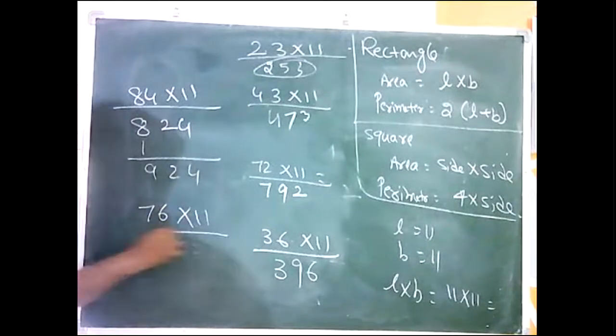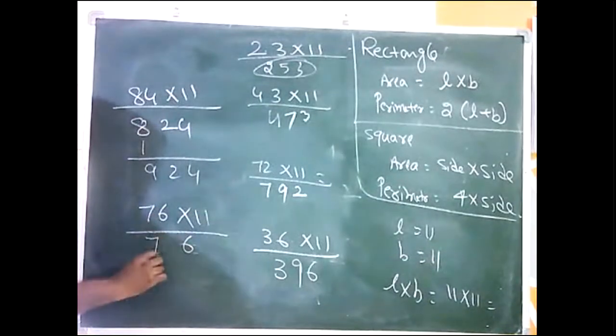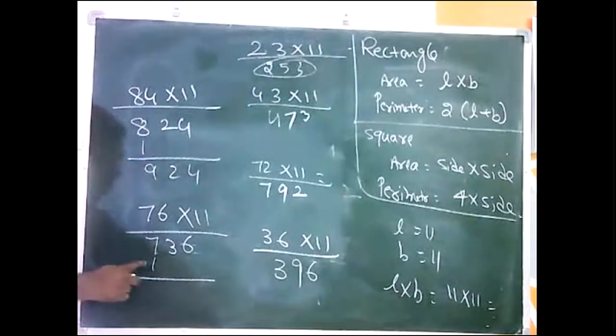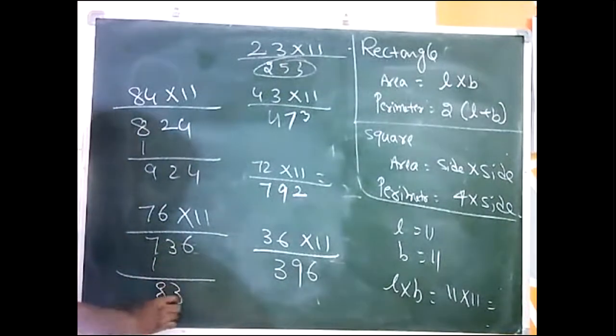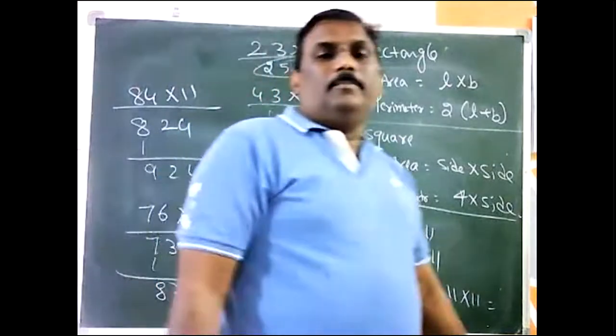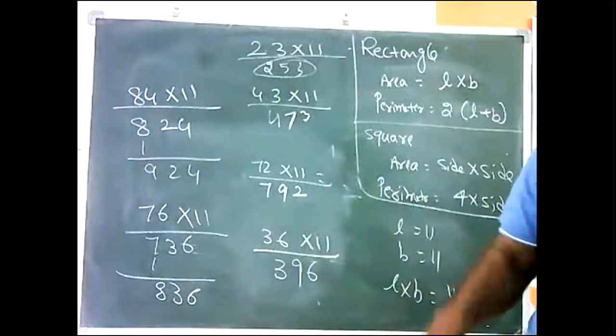76 into 11. Yes, sir. 7, 6. 7 plus 6, 13. 13 like this. 836. This is how you have to do.